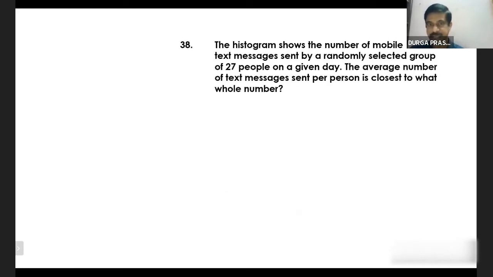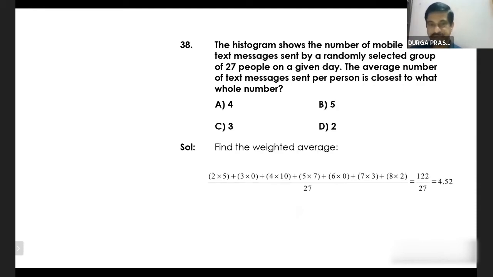Question number 38. The histogram shows the number of mobile text messages sent by a randomly selected group of 27 people on a given day. The average number of text messages sent per person is closest to what whole number? Answers are given as 4, 5, 3, 2. So we should find the weighted averages.